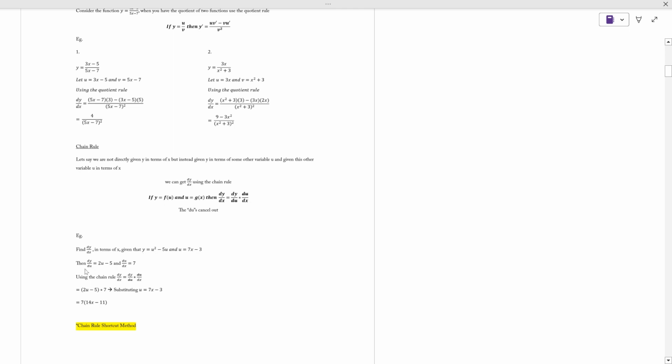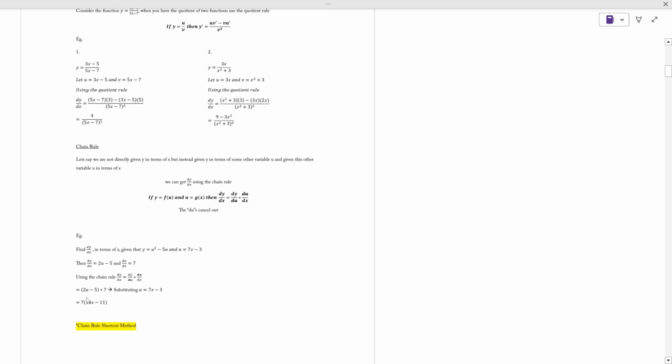Right? So first, let's find dy/du. So differentiate this guy, you get 2u minus 5. And differentiate this guy, so you get du/dx is equal to 7. So using the chain rule, we want to multiply these two guys together because the du's will cancel out and you're left with dy/dx.